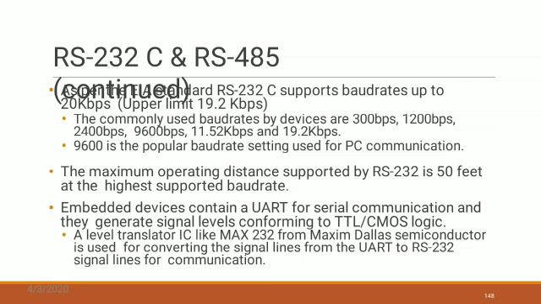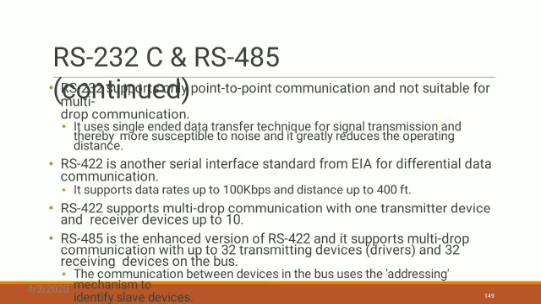Embedded devices contain UART for serial communication, and they generate signal levels conforming to TTL and CMOS logic. A level translator IC like MAX232 from Maxim Dallas Semiconductor is used for converting the signal lines from UART to RS-232 signal lines for communication. Right, that conversion has to happen with the help of MAX232.